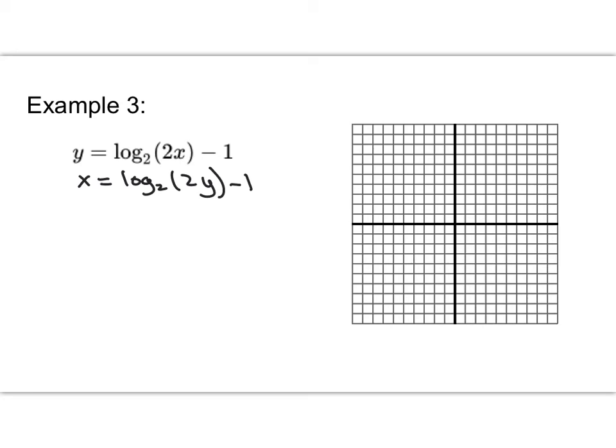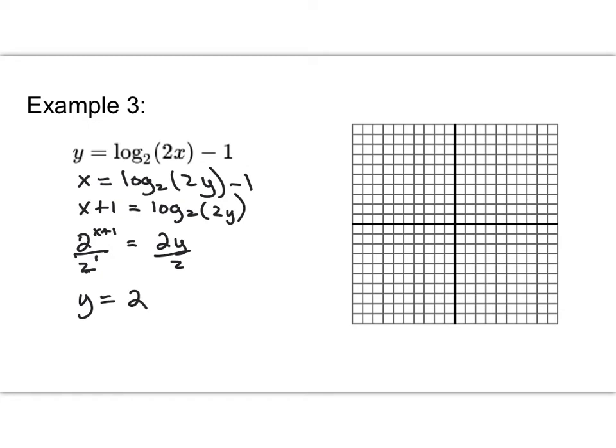All right, so we can go ahead and add 1 to both sides. And then I'm going to go ahead and give both sides a base of 2, and I get 2 to the x plus 1 equals 2y. And then I'm going to divide both sides by 2. By the way, that's 2 to the first. So y equals, I have the same base here, I can go ahead and subtract the exponents. x plus 1 minus 1 is just going to leave me with x. So y equals 2 to the x.